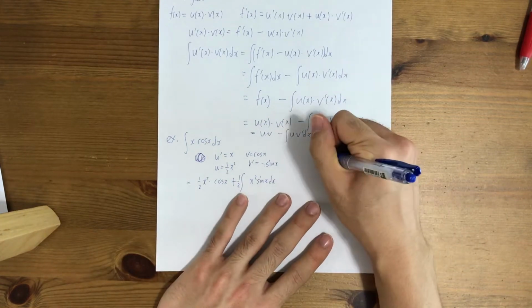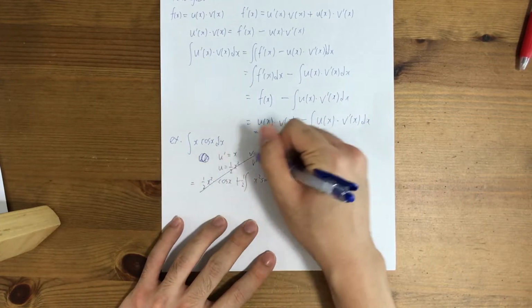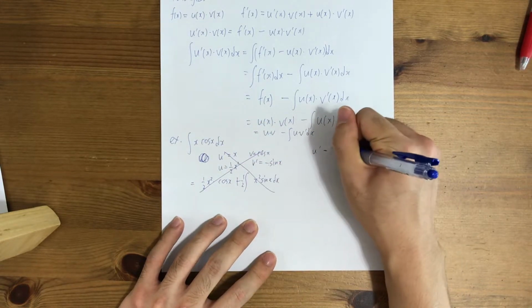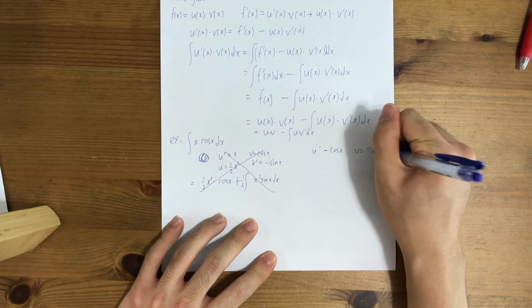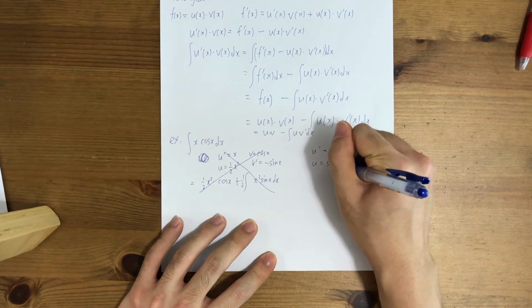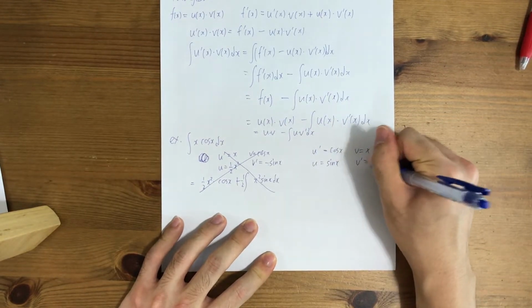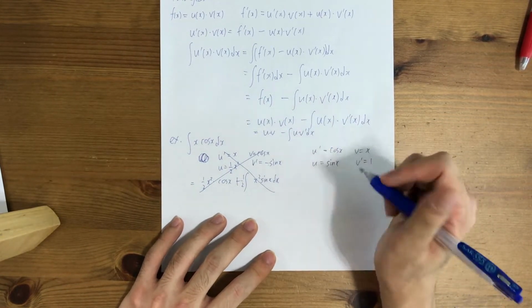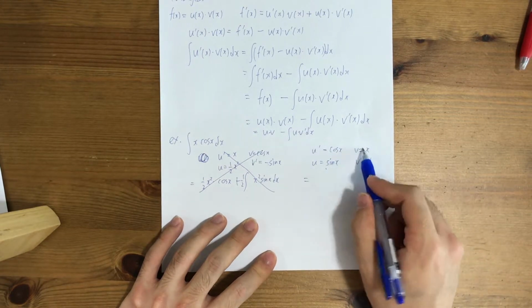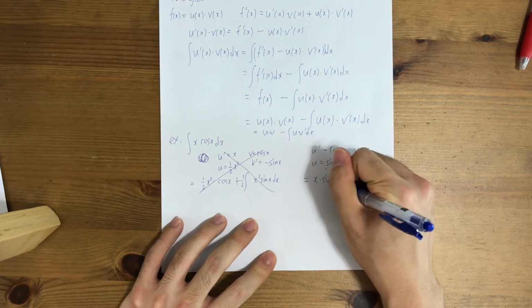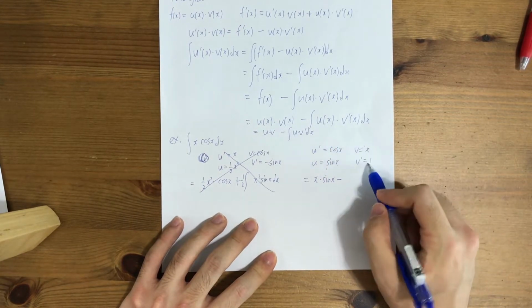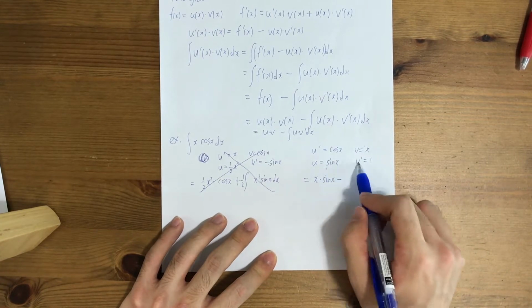Then instead of this, let's say u prime as cosine x and v as x. Then u must equal sine x and v prime is 1. Then doing the same thing, uv, which is x sine x, minus these two.